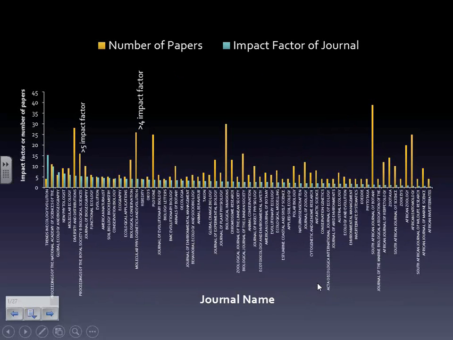We can look at the number of papers published, what was the impact factor of journals, how many papers did we publish in journals with the impact factor higher than 5, higher than 4. You count that number and you compare it to the rest of the papers published. So it's quite a nice tool to just see what's the impact of our research.